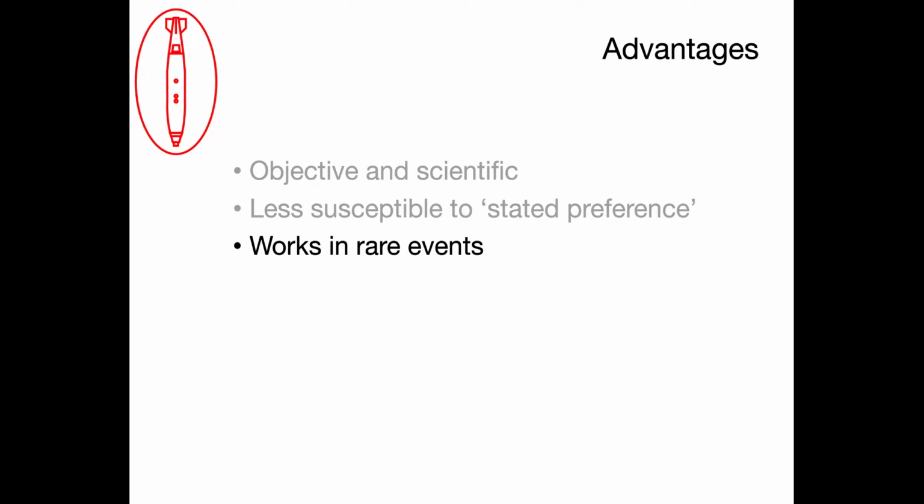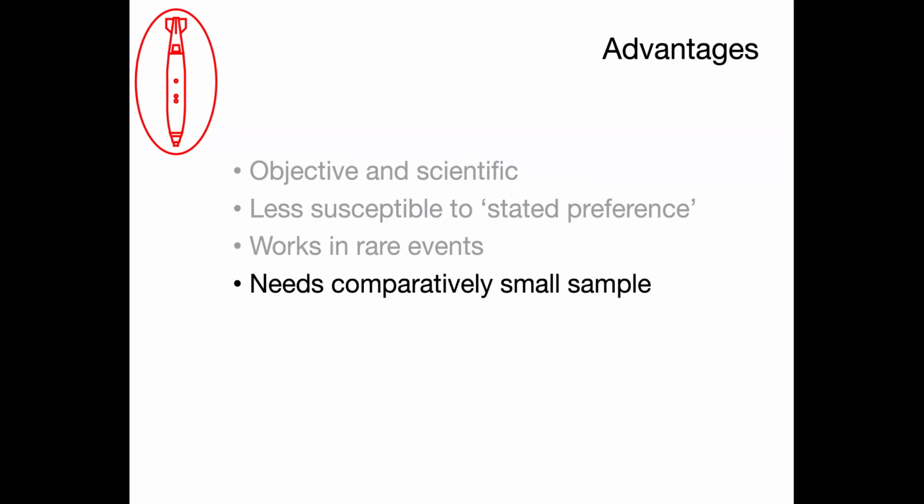Also, what's interesting about case control studies is that they work in comparatively rare events. We think that mine accidents are a terrible problem, and they are. But actually, in any one year, in most countries that we work in, even the most contaminated countries, there are tens or hundreds of accidents a year, not millions. So statistically speaking, these are quite rare events. But case control studies are quite acceptable in those circumstances. And compared to other survey techniques, it only needs a comparatively small sample.